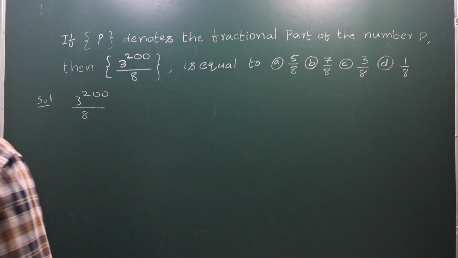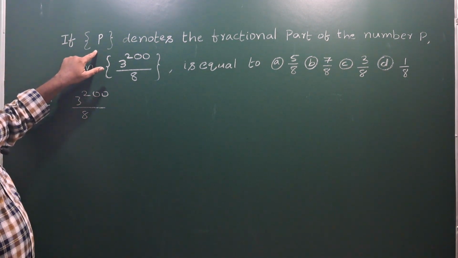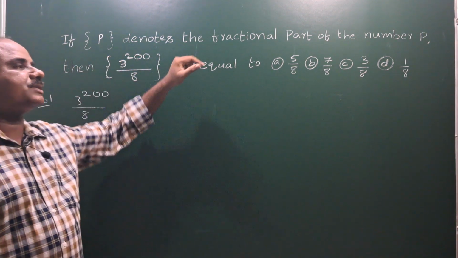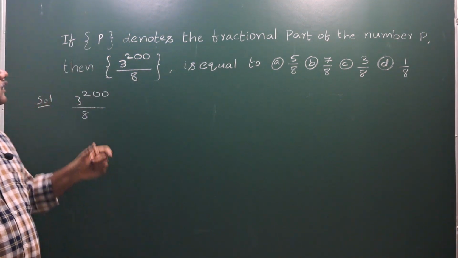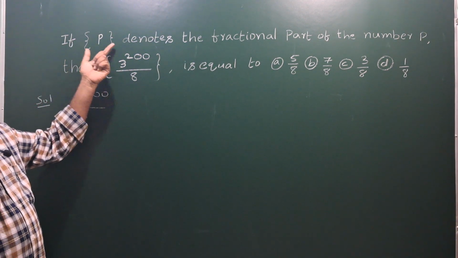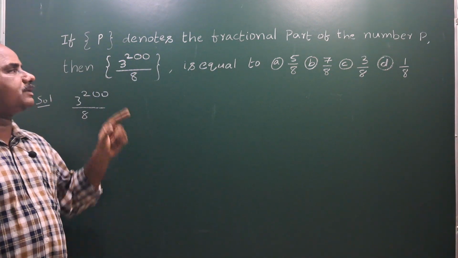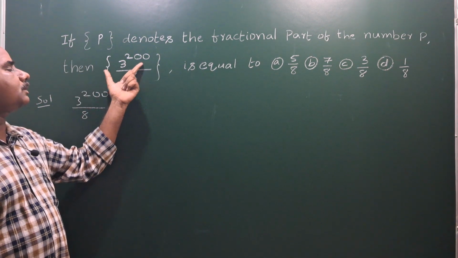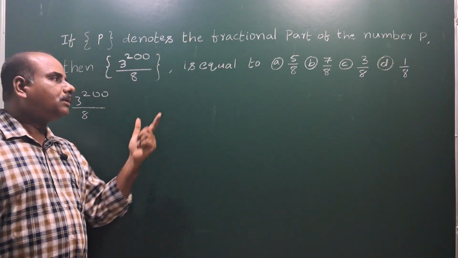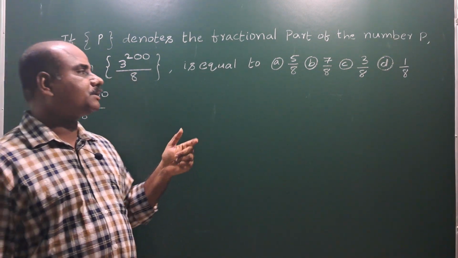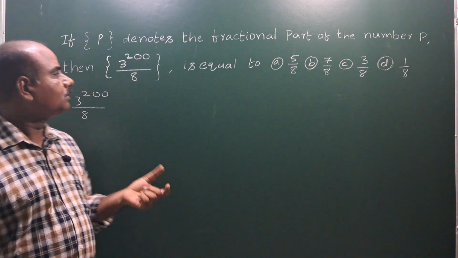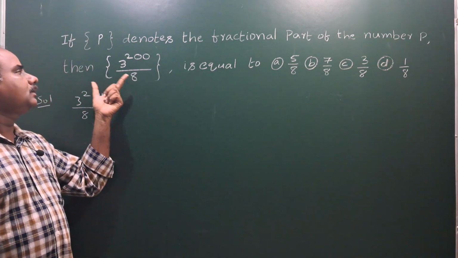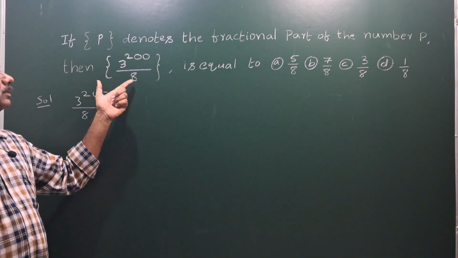So next one: if the flower bracket of p denotes the fractional part of the number p, then the fractional part of 3 power 200 by 8 is equal to 5 by 8, 7 by 8, 3 by 8, or 1 by 8. So this represents the fractional part of 3 power 200 by 8.